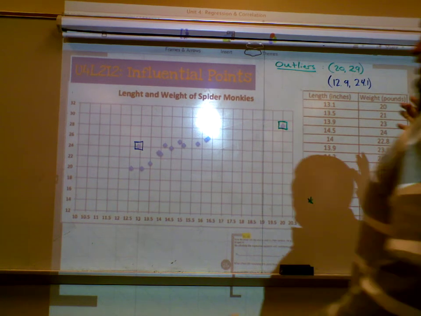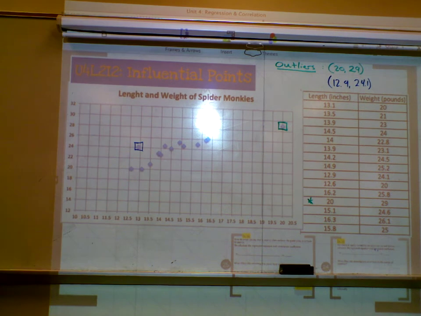So, now that we know those two outliers, let's try to classify them. What type are they? Is it X only? Is it Y only? Is it X and Y jointly? Is it 12, X and Y together? 12.9, 24.9. Okay, so take a moment, don't shout it out.